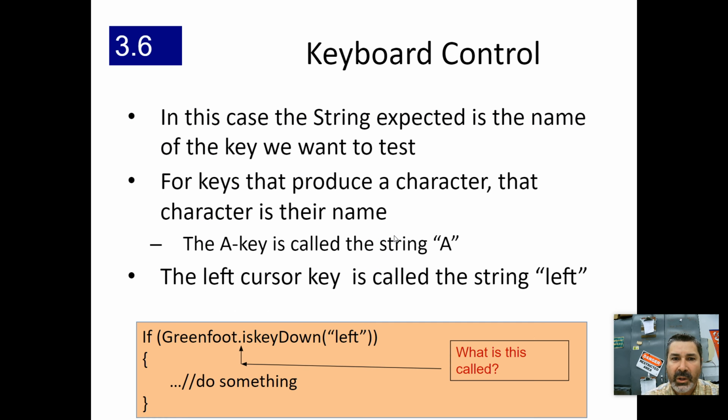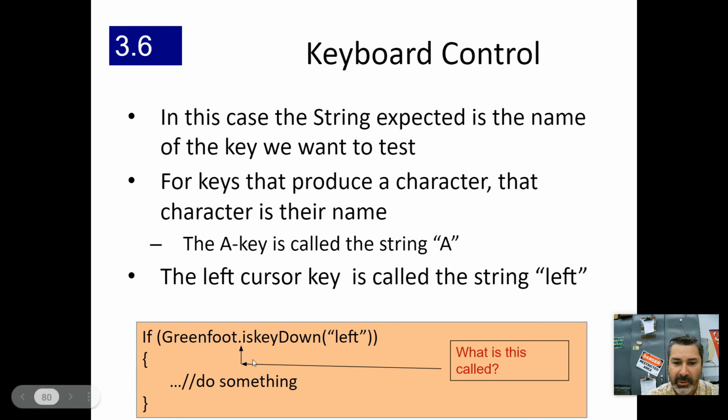Okay. In this case, the string expected is the name of the key we want to test. For keys that produce a character, that character is their name. So for example, if you wanted to move with WASD, you would put a capital W, capital A, capital S, capital D. The arrow keys are called left, right, up, and down. So if Greenfoot.isKeyDown("left"), do something. And what's that do something? That's eventually going to be turn.